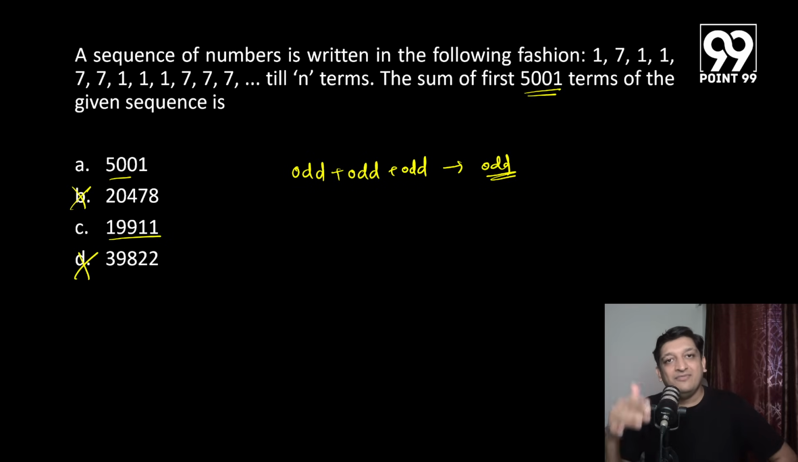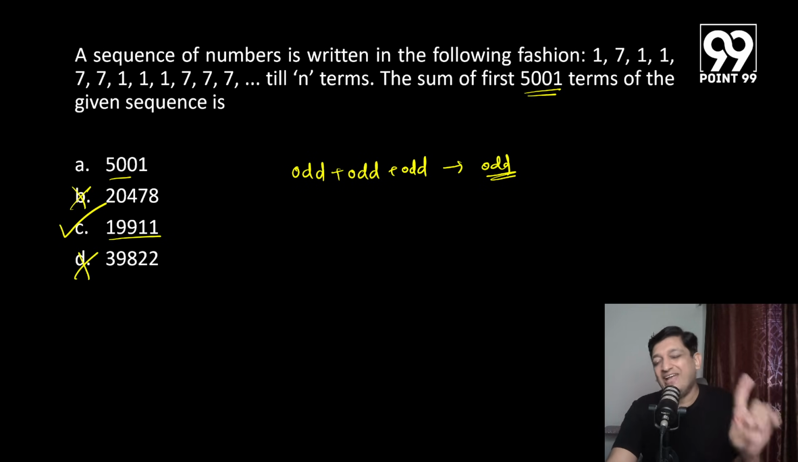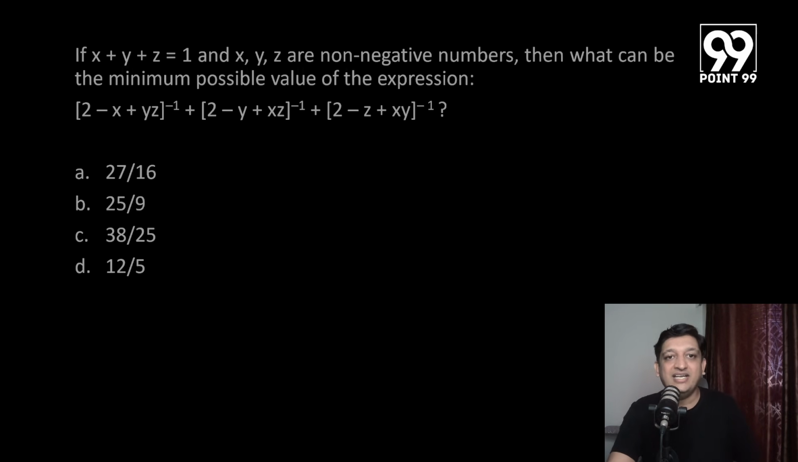5001 terms. Every term is either 1 or 7. So my answer has to be greater than 5001. So my answer is option C, that is 19911. That's it. You don't need to calculate it entirely. And given that that is the point of the video, I will not show you the actual solution. If you have a solution, you can put it in the comment section below. But this is basically how you can solve this particular question type. So always remember that sum of odd numbers is going to be odd. Let's look at the next one now.